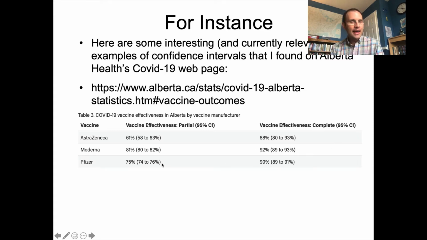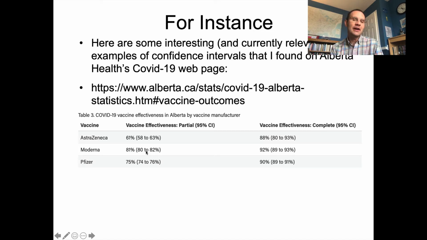But it doesn't work 100% all the time. And the point I kind of wanted to make here, which is nice, is that they're also giving 95% confidence intervals. So, like I said, this is a guess. Like for Moderna, the guess is that for the whole population of people in Alberta who've had the Moderna vaccine, 81% of them will not get sick with the coronavirus if they've only had 1 dose of the vaccine. But that might not be the actual population mean. It might be somewhere a bit off from that.